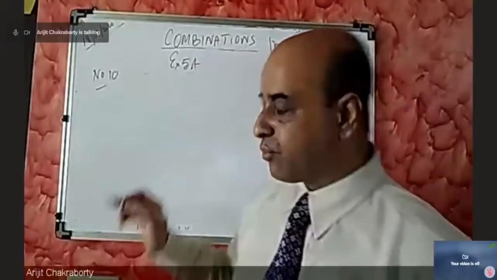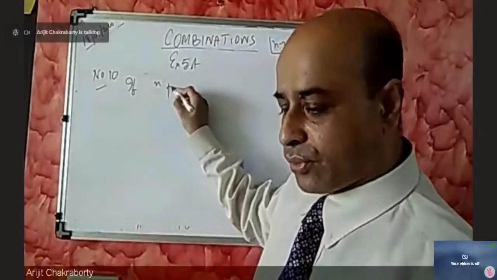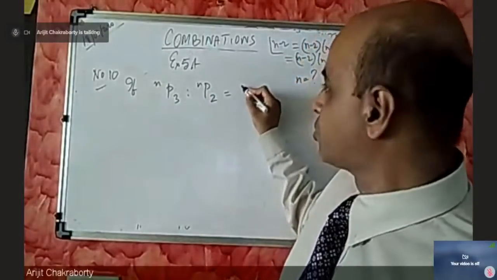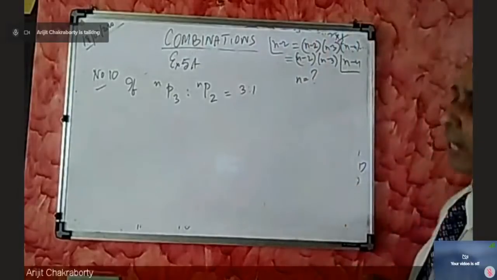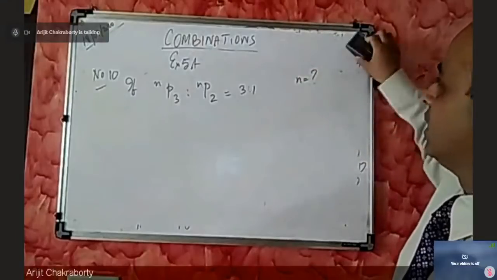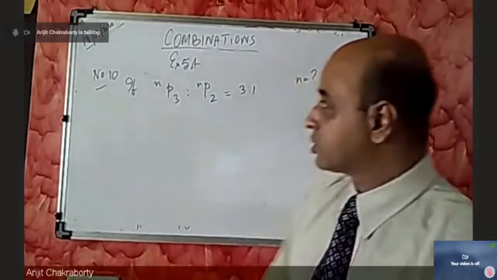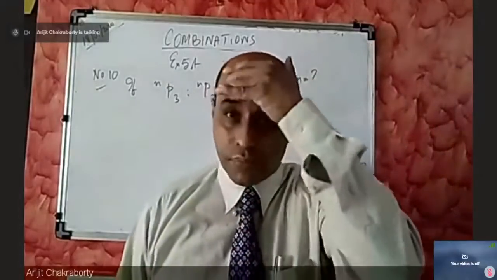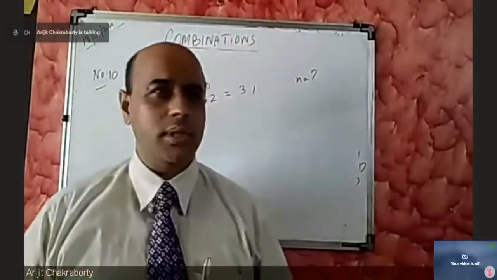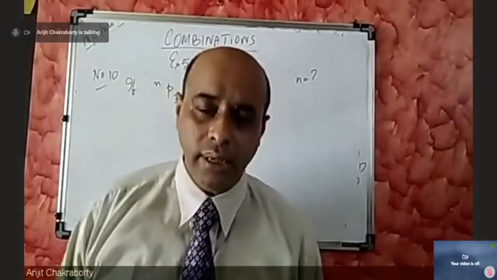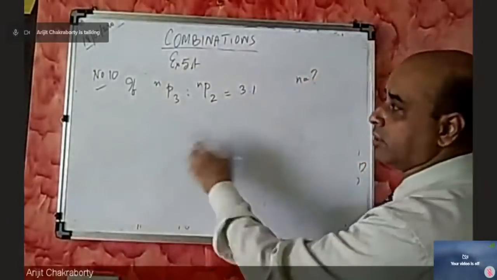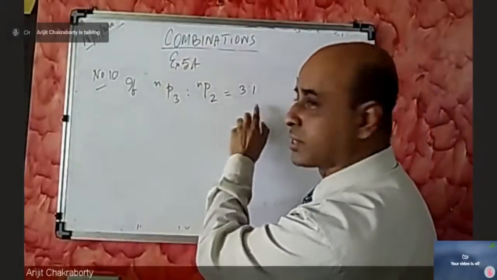The question is, if NP3 is to NP2 equal to 3:1, then what is the value of n? Right? So this is the question. If NP3 is to NP2, it's like you have read about ratio and proportion, right? I hope you have good knowledge. That was, I think, one of the first chapters which you must have done. And in case of ratio and proportion, you know this is very similar to a proportion. So A is to B equal to C is to D, right?